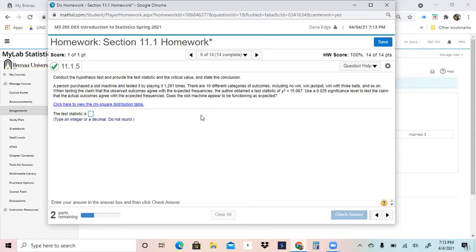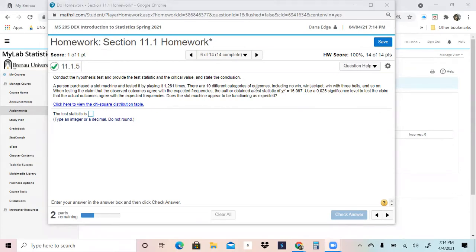In this particular problem, it says a person purchased a slot machine and tested it by playing it 1,261 times. There are 10 different categories of outcomes, including no win, jackpot, win with 3 bells, and so on. When testing the claim that the observed outcomes agree with the expected frequencies, and assuming it isn't the same frequency for each category, they would have to give us that.